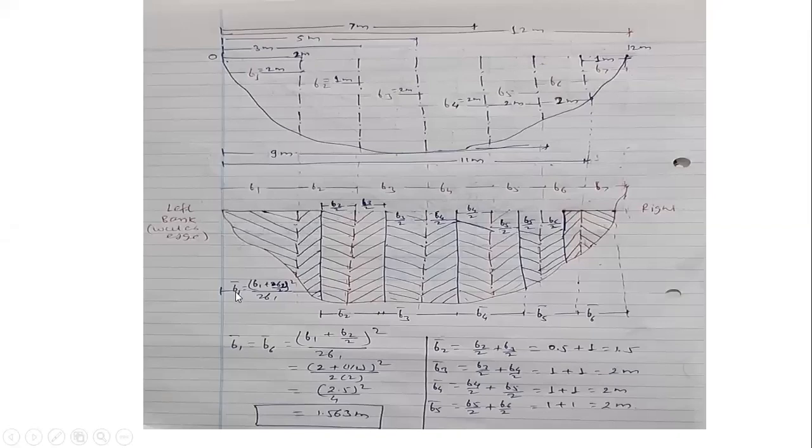So the average width I have considered here as B1 bar, or you may consider it as W1 bar. Okay, so W1 bar or B1 bar will be equal to B1, that is the given one, that is 2 meters.